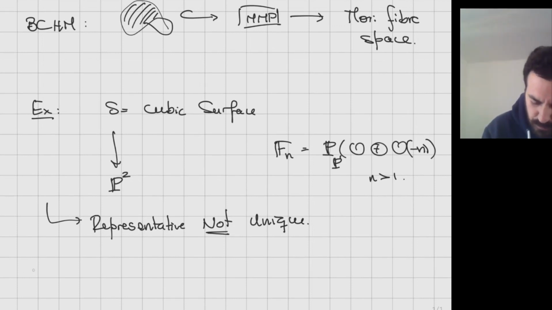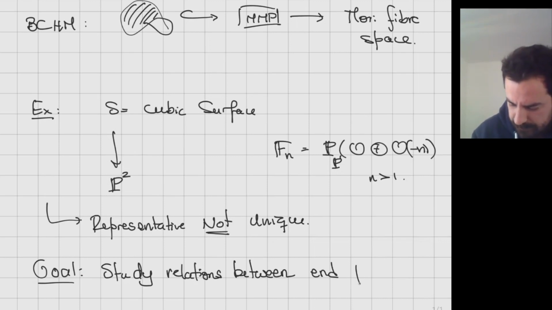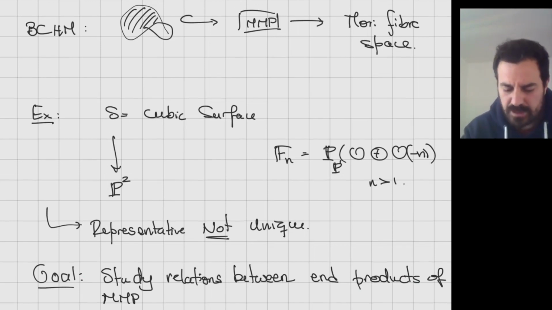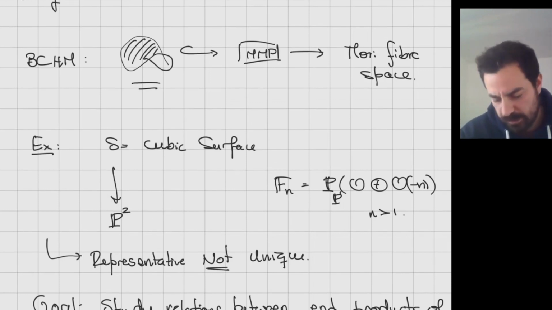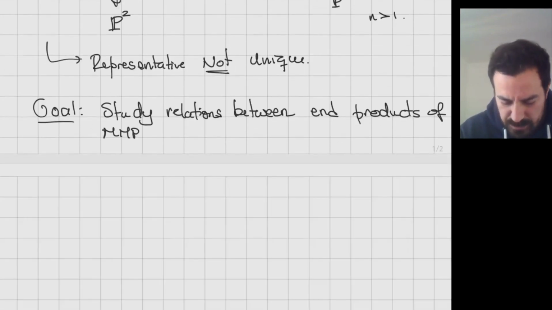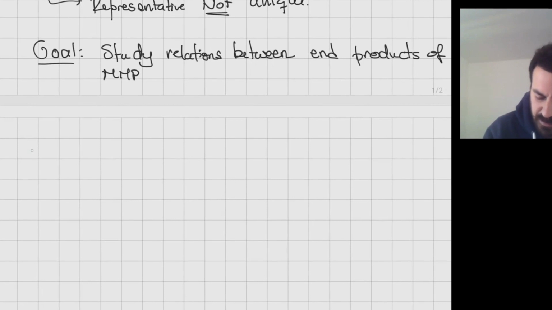Because the representative is not unique, it's kind of natural to study the relations between these representatives. So what we want to do, a general goal, is to study relations between MMP outputs. And I'm really focusing on the case where W, the variety we start with, is a uniruled variety, so that we end up with a Mori fiber space. In general, this is a very hard problem, even though there are some tools and strategies and techniques. But let me go bit by bit. So let me make a definition.